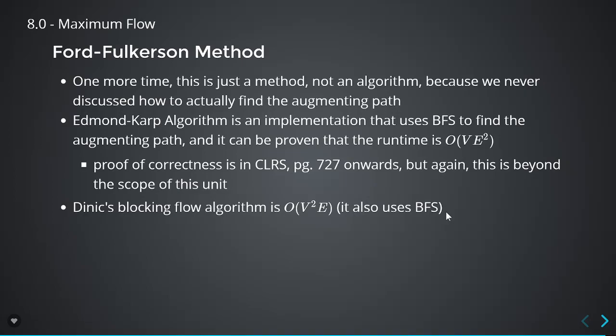Look, here's a flow network. Here's a residual network. Go find an augmenting path in the residual network. How you do it, up to you. And then use that to augment the flow in the original network. That's all. Okay, so depending on how you find this augmenting path, that will be different algorithms.